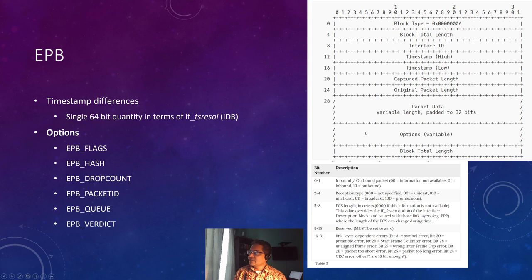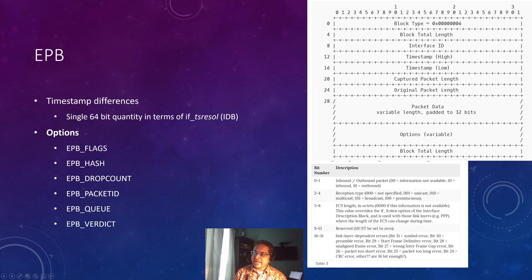Now, the nice thing is that besides all this usual stuff, it has these options fields. And the options are what makes PCAPNG so much more powerful than the PCAP format. In this, you can have flags, and the flags set on this packet say whether this is an inbound or outbound packet, the reception type, whether it was multicast, broadcast, promiscuous, and FCS lengths. There are multiple protocols like PPP where the length of the FCS can change during the time of capture, so you can have all that data here. Obviously, link-dependent errors can also be captured here. And that is an addition and an enhancement to the PCAP format. So you can carry all this data in these flags.